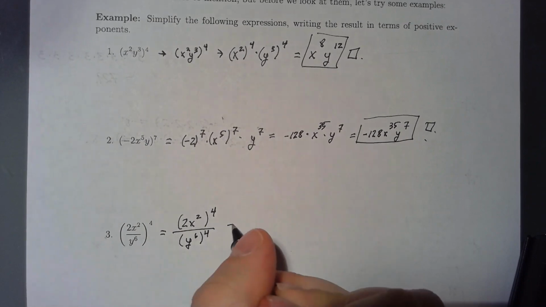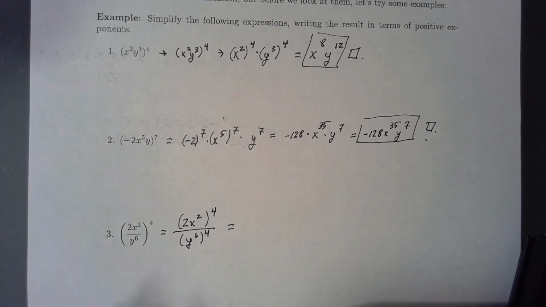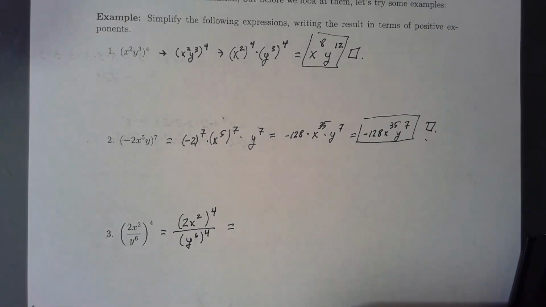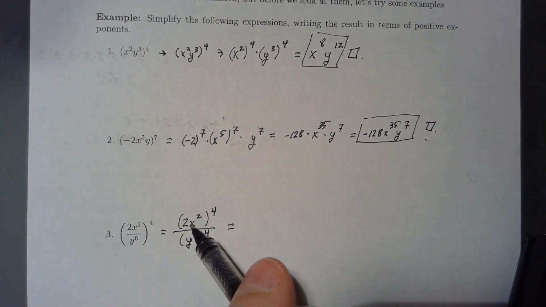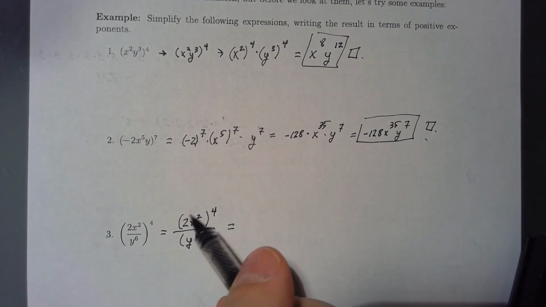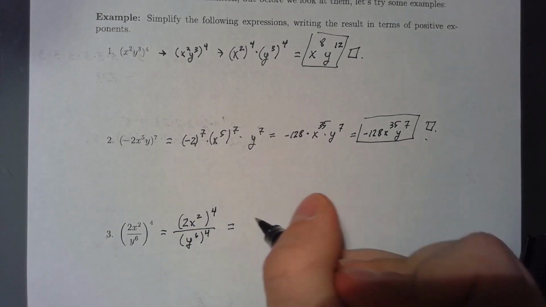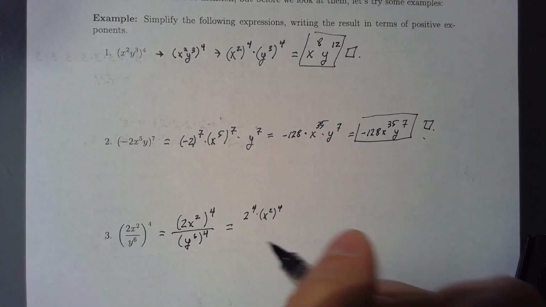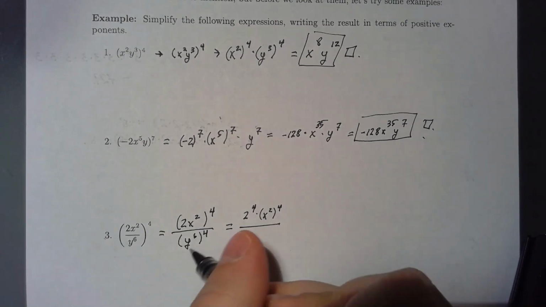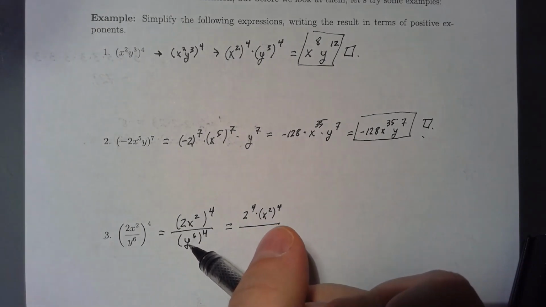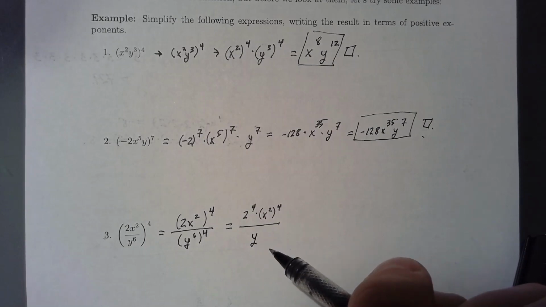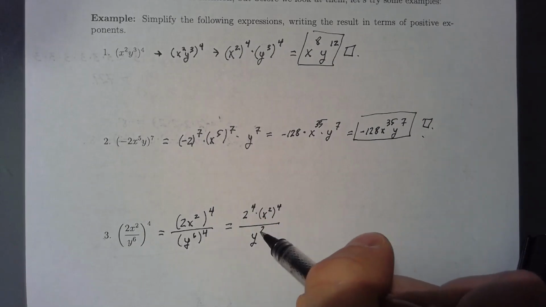Okay? Now, I've got to keep going with this until I just have one base of each type and a single power in the exponent. So everything here, 2x squared to the 4th, this is a product, so I could break this up with the 4 and write this as 2 to the 4th times x squared to the 4th, all over the same thing down here. Well, I just have one variable here. This is y to the 6th to the 4th. So that's a power to a power. So what do we do to a power to a power? Multiply them. 6 times 4, 24.